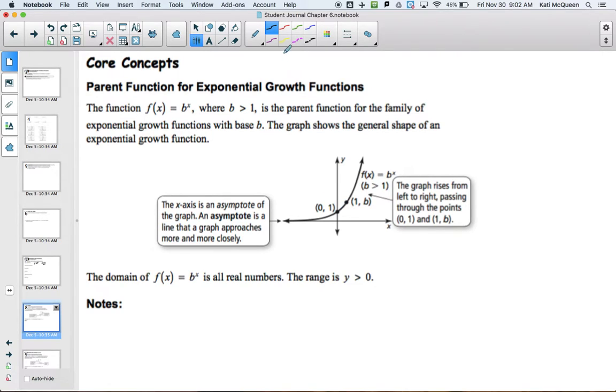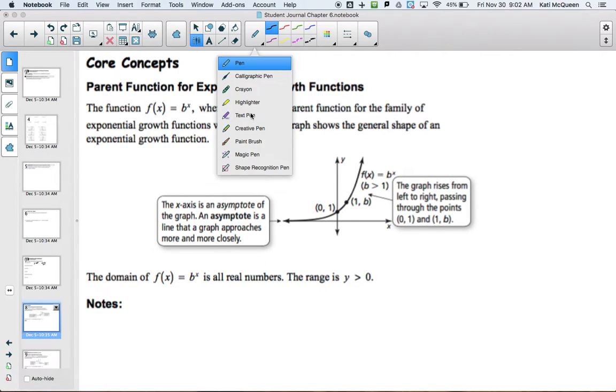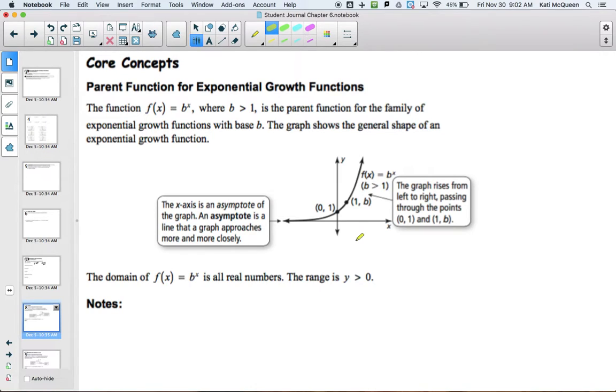Just a few things we want to highlight here. The first one is this point, which is your y-intercept. For this function, b to the x, my y-intercept happens when x is 0. So this is like b to the 0 power, and we know that anything to the 0 power is 1. So we're always going to have this as our y-intercept, because anytime I raise a base to the 0 power, I get 1.